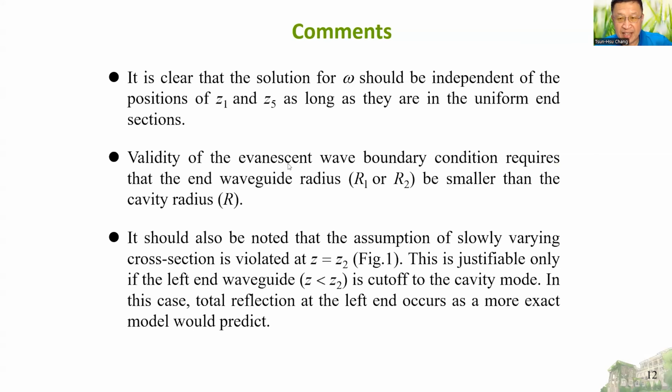Validity of the evanescent wave boundary condition requires that the end waveguide radius R1 or R2 be smaller than the cavity radius. It should also be noted that the assumption of slowly varying cross-section is violated at z equals g2, as we mentioned before.